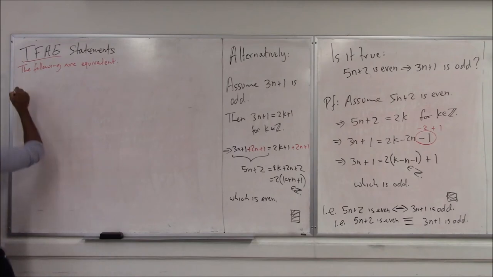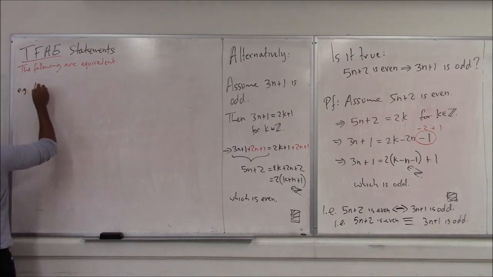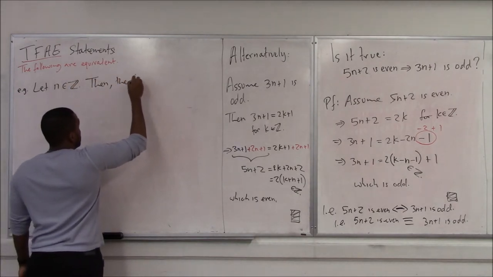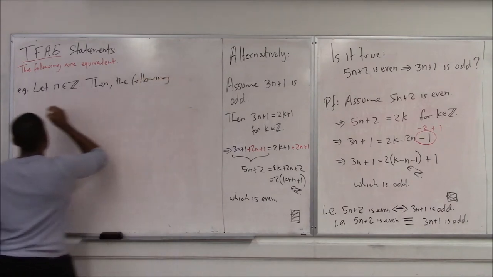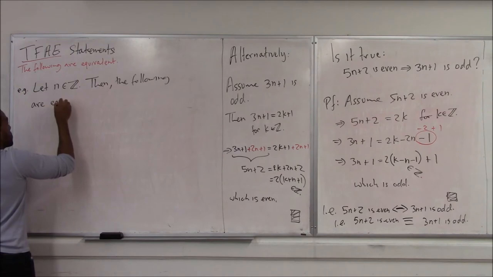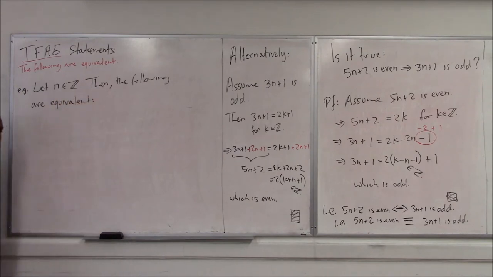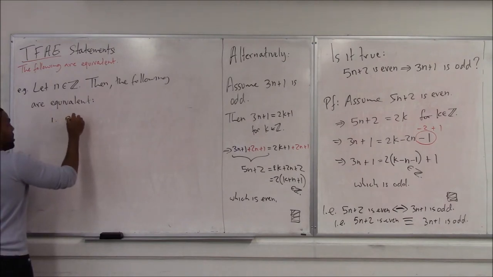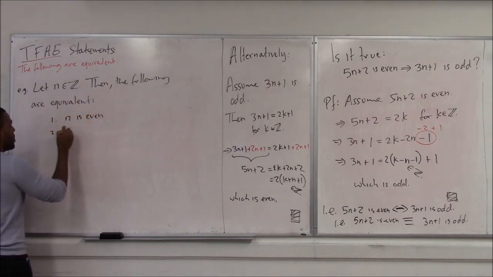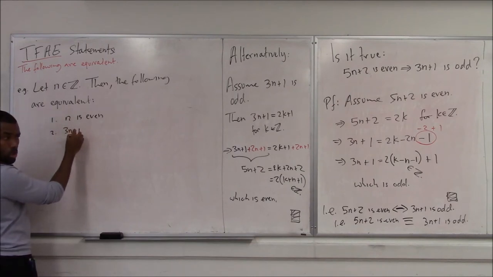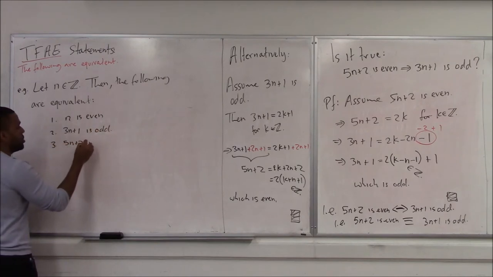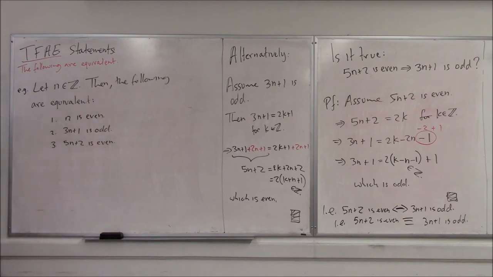Okay, so here's an example. Let n be an integer, then the following are equivalent. So you might see a statement start out like that. And they'll now give you a list of items. Right? So they'll say something like this. N is even. 3n plus 1 is odd. 5n plus 2 is even. Right? So a very simple case of such a statement.